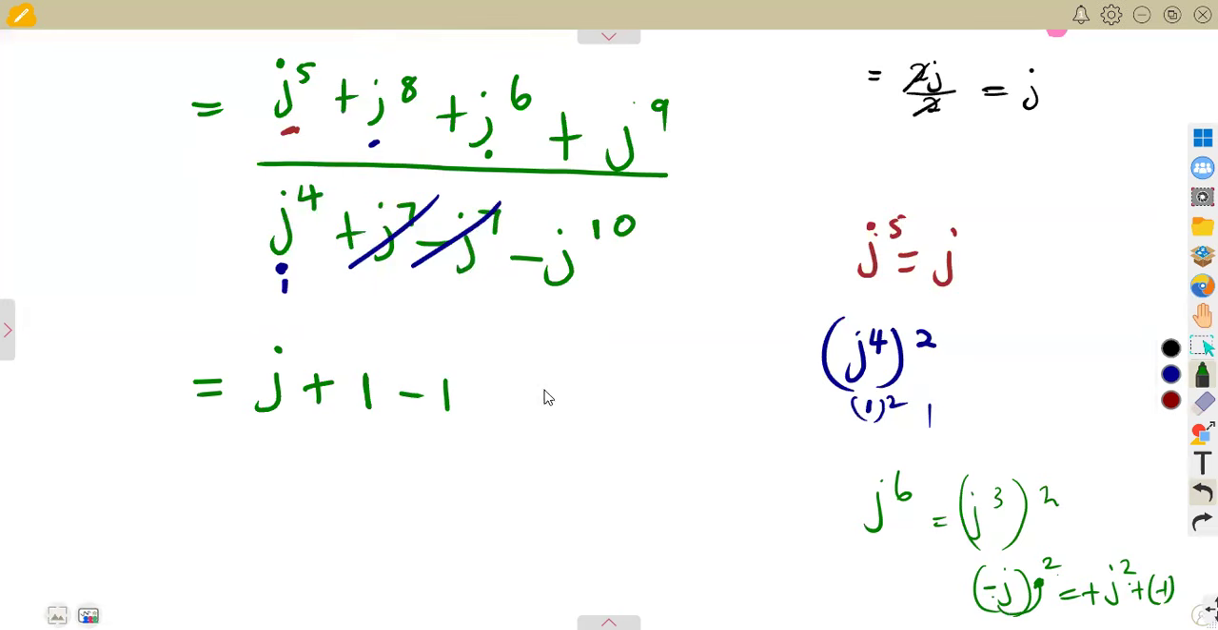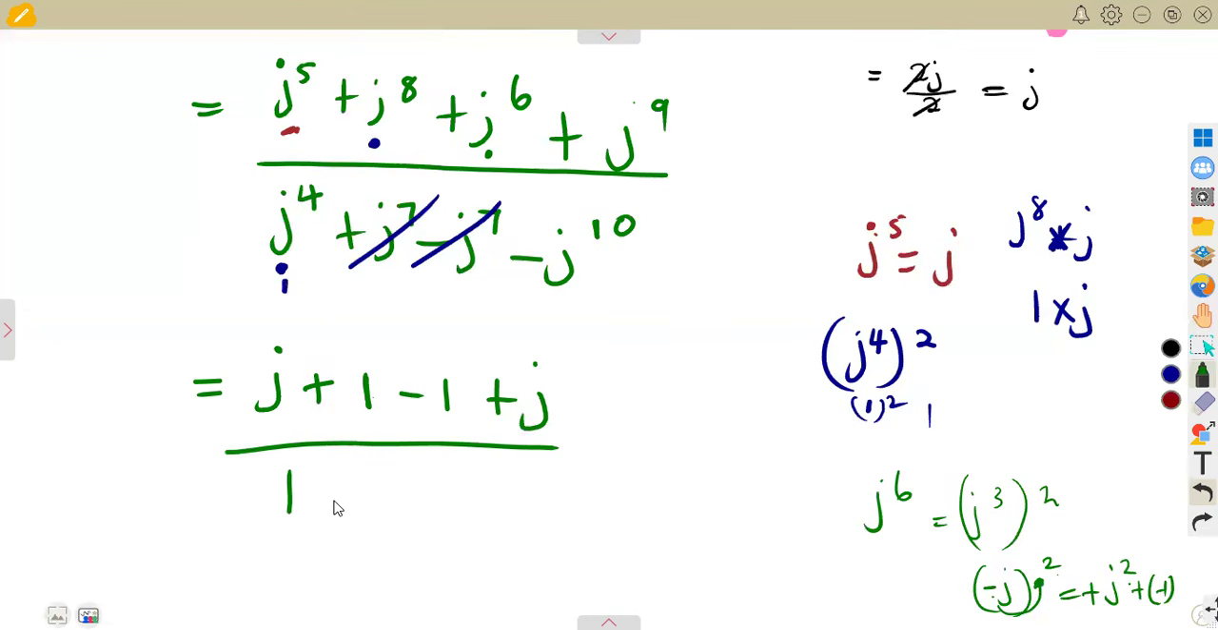j to the exponent of 9 is same as j to the exponent of 8 times a j. We simplified j to the exponent of 8, it gave us a 1. Why am I saying plus? Times. So j to the exponent of 8 is a 1 times a j. That is going to give us a j, so that's a j in simplest form. j to the exponent of 4, remember we said it's a 1.